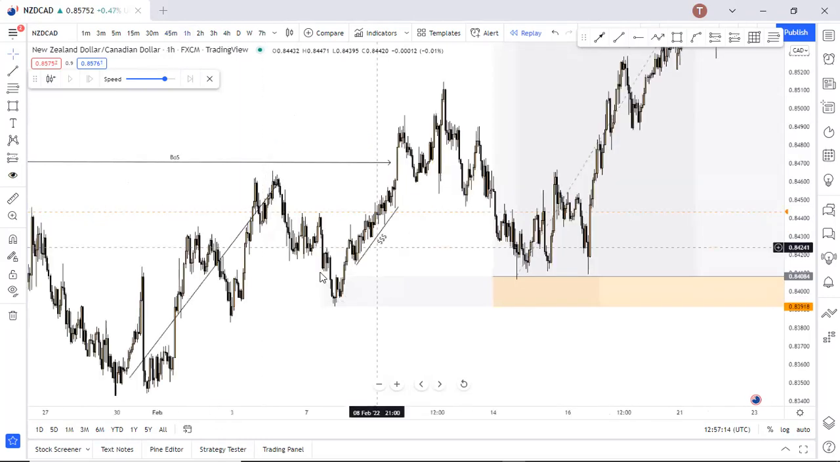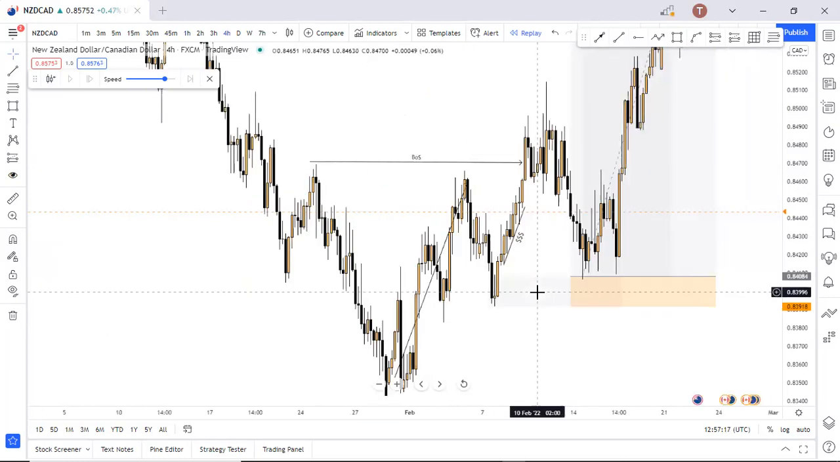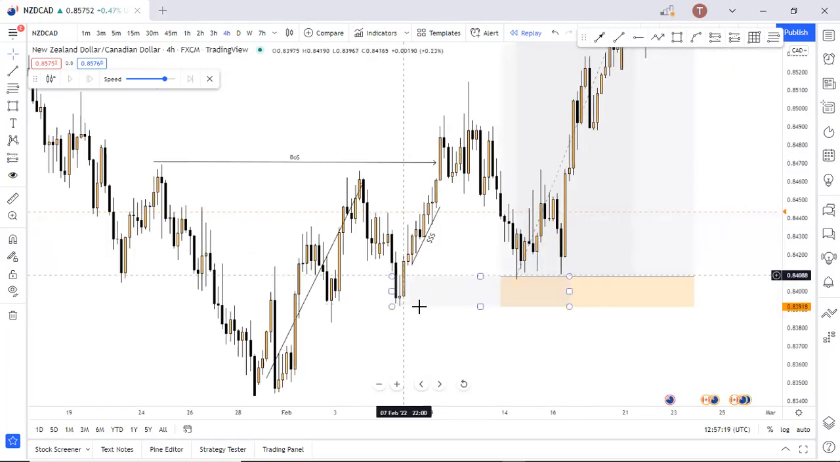I think it's more clear on the 4 hour. Yes, we had this 4 hour demand zone with little imbalance in it.